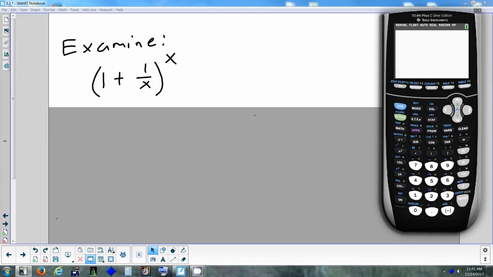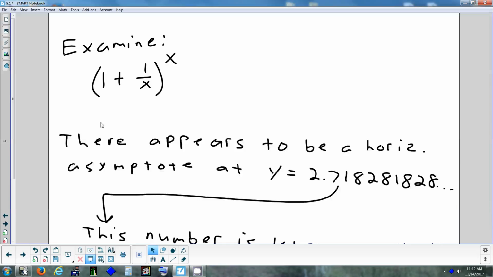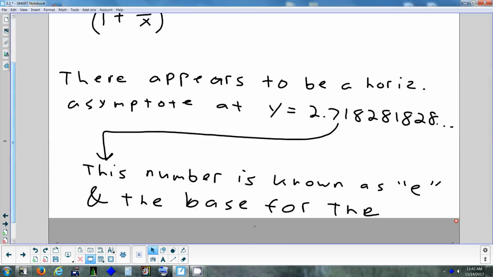So that number 2.718, it's a special number, just like this symbol. That's a special number in math. 2.718 is the letter E. So it looks like we have a horizontal asymptote at 2.718. It doesn't keep repeating 1828. The next number is different. I don't remember what it is, but it doesn't keep repeating like that. And that number is known as E.